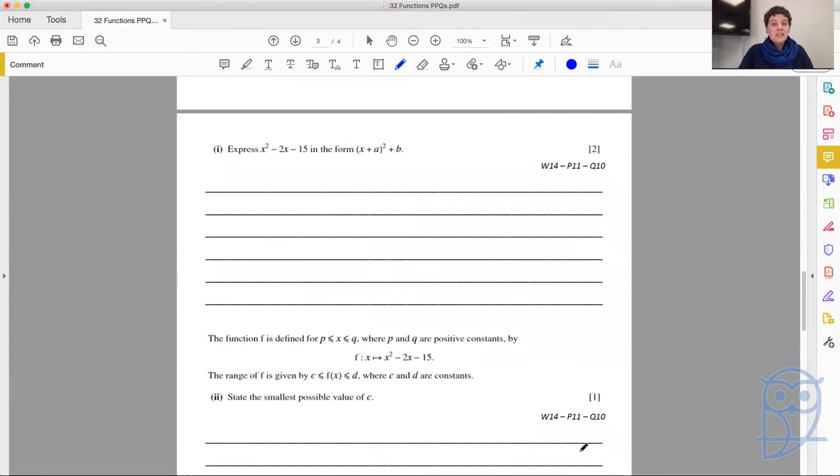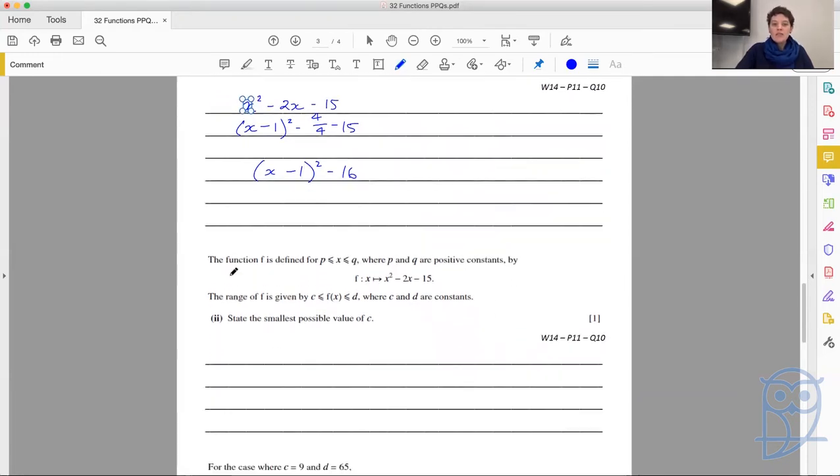Moving back to 2014, this question starts out nice and straightforward. Express x squared minus 2x minus 15 in the form (x plus a) all squared plus b. Completing the square, we can do this. So x squared minus 2x minus 15: x plus half of b, which is minus 1, all squared, minus a quarter of b squared, which is 4, minus 15. So (x minus 1) all squared minus 1 minus 15, minus 16. Done and straightforward. So now let's have a look through what else is coming.